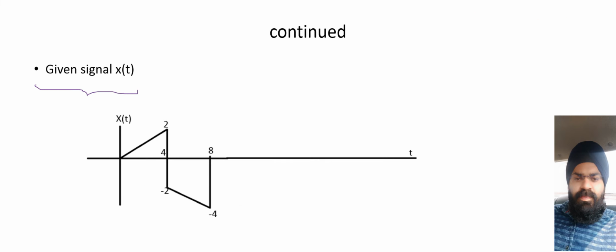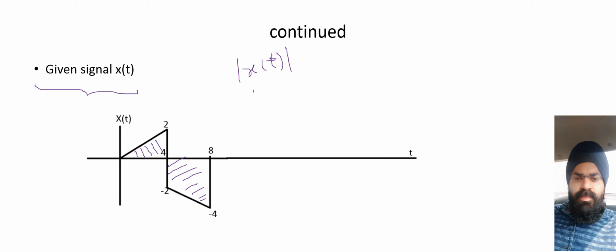So given signal xt, which is a periodic waveform, and the time period is 8, from 0 to 4 it is a triangle, and from 4 to 8 it is a trapezoid. What I have to do is calculate its magnitude, because I want to calculate its power. We have seen that in the calculation of power, modulus of xt has to be calculated.